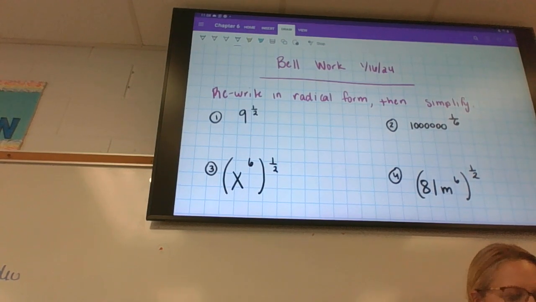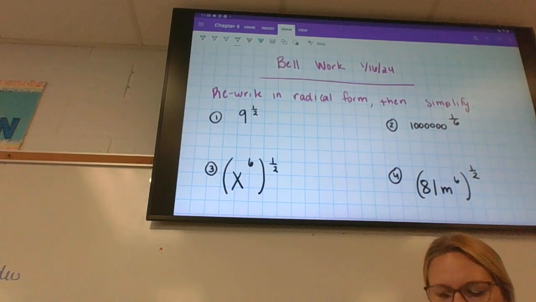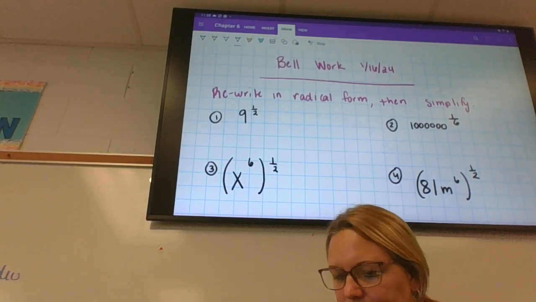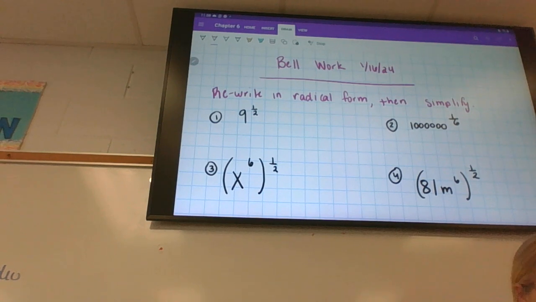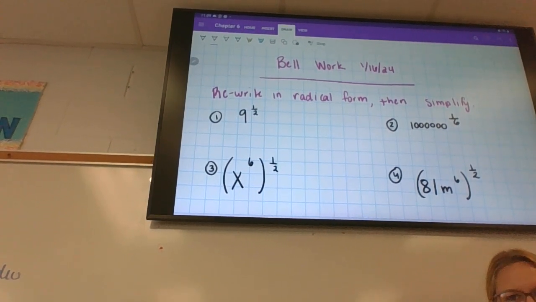Properties of exponents. Okay, rewrite in radical form and then simplify. So, in radical form, what do we do with this little 2?